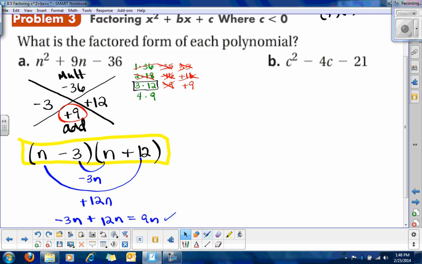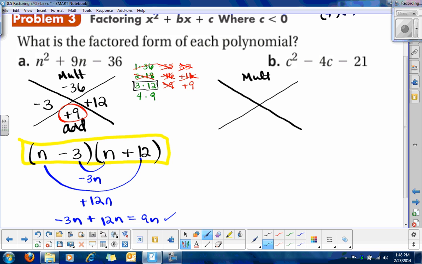Okay, so let's use our X method to factor this trinomial. So when we multiply, we want to get negative 21, and when we add, we want negative 4. So we're going to write down the factors of 21. So 1 times 21, 3 times 7, and that's it. So one has got to be positive and one has got to be negative.